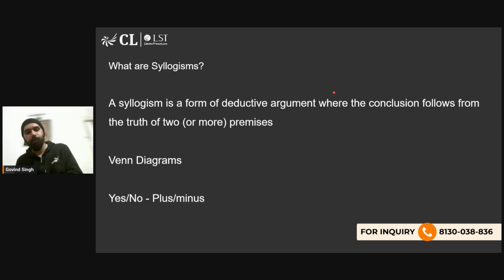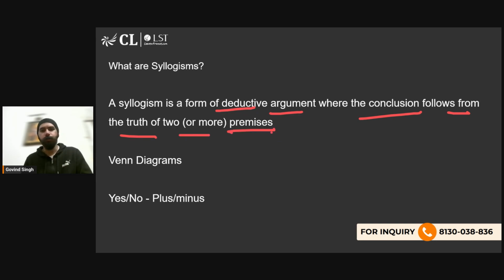Simple. So, what is syllogism? Syllogism is a form of deductive argument where the conclusion follows from the truth of two or more premises. Premises are your facts, and conclusion is your final deduction which you reach based on those facts. ठीक है कि किसी फैक्ट से हमें क्या पता चला या क्या एस्टैब्लिश हुआ.